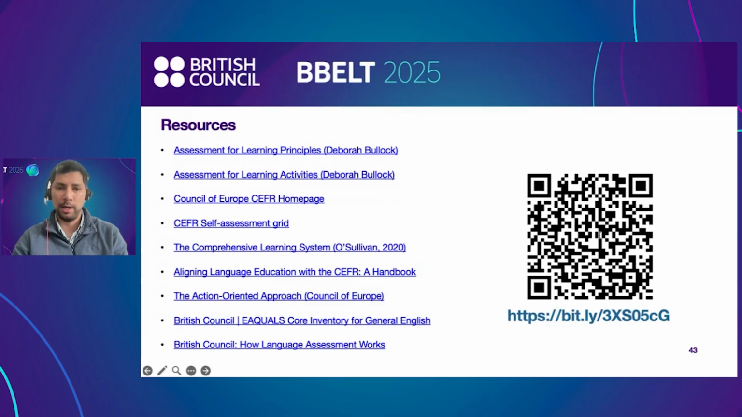There's also links on the Council of Europe's CEFR page, more in the document, all around helping you with understanding the CEFR more. Again, the useful tool there, the self-assessment grid. The aligning language education with the CEFR handbook is particularly useful if that's something you're interested in. And there's also some British Council publications like the Comprehensive Learning System, the British Council Equals Core Inventory for General English, as well as the last one there on how language assessment works.